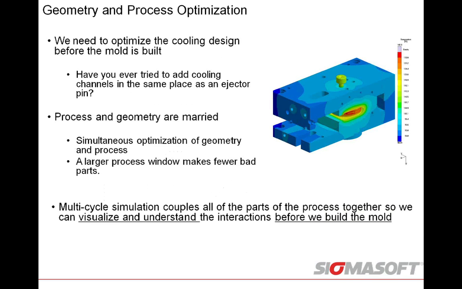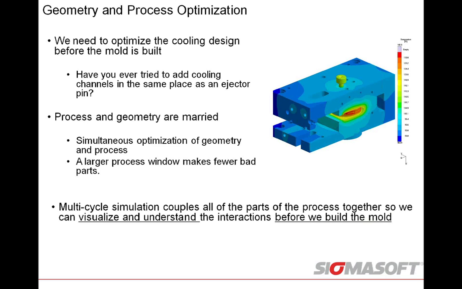Okay, so if we look at geometry and process optimization, one obvious use of simulation is your cooling design, right? When you first get a part, you start designing in the components, the different plates and the different core inserts. At some point you're going to be sitting in that meeting room deciding, where do I put the cooling channels? Where's the best place to cool this part? Where are the hot spots going to be? Without simulation, you really don't have that idea.